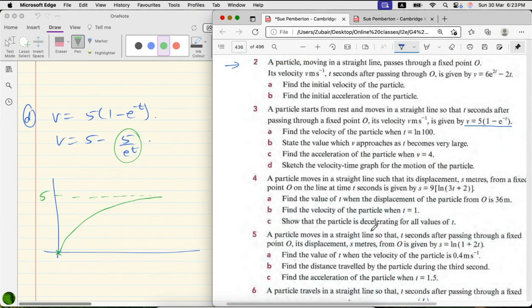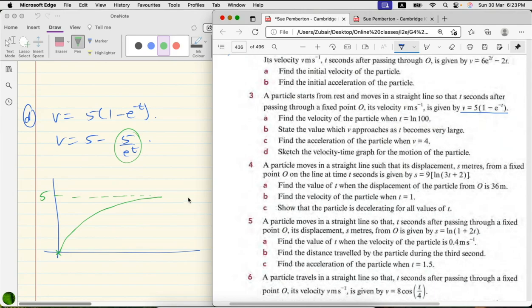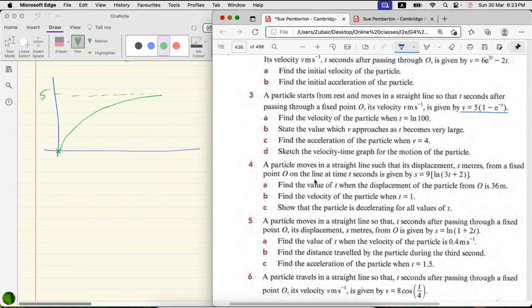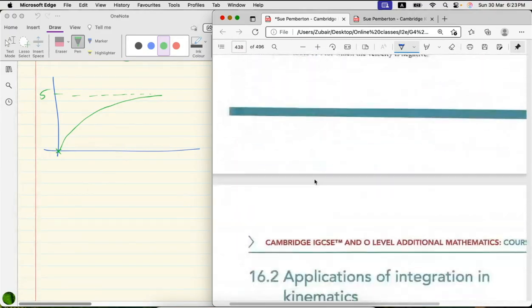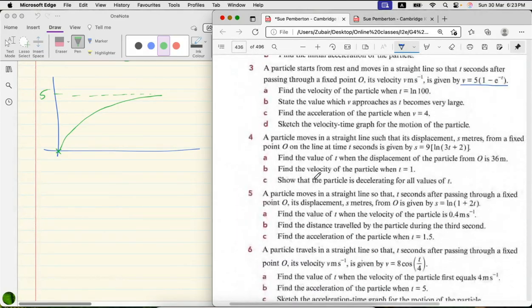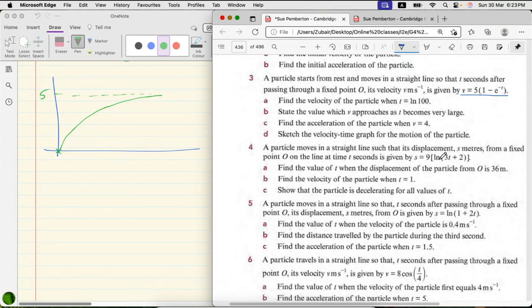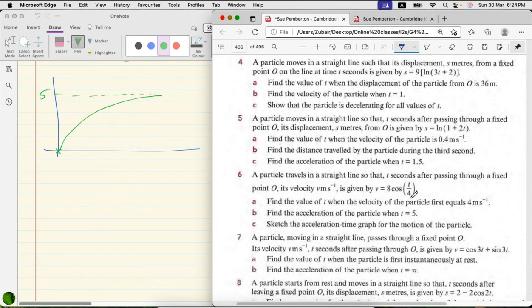Any doubts? No doubts? Okay. Let's just skim and scan. Particle moves in the straight line. Displacement from fixed point O is given by this value. Find the final velocity. Show that the particle decelerates. Question 4 is good. Try this.